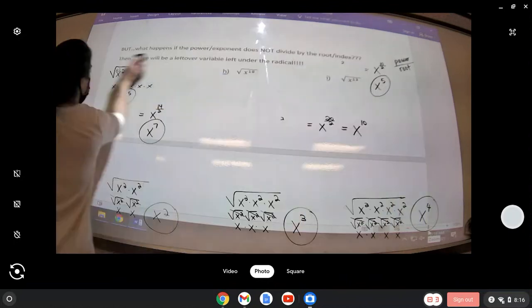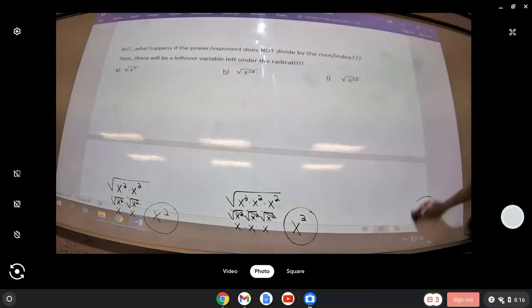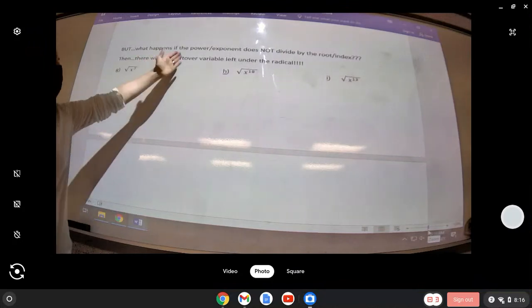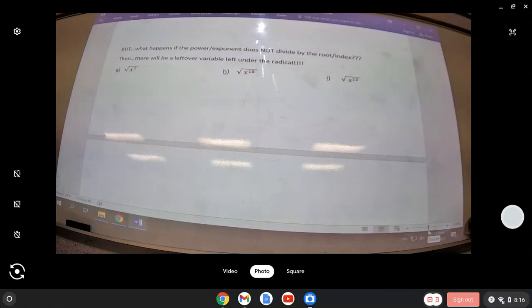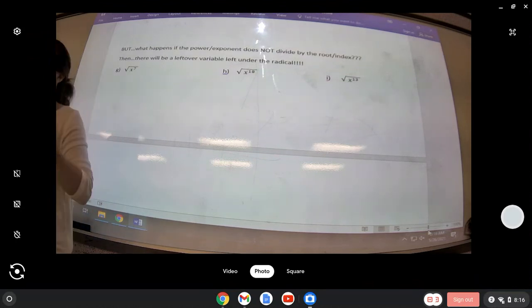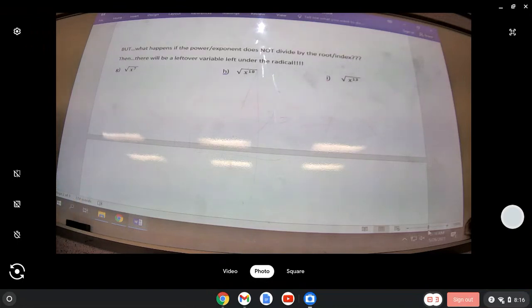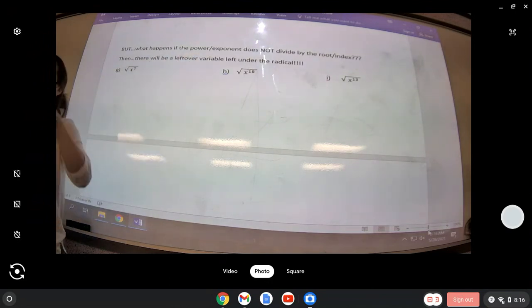The problem is, if we're going to be taking all of these exponents and dividing them by the root, what happens if the power or exponent does not divide by that root? Guys, does 13 divide by 2? No. So what if you were taking the square root of x to the 13th? We don't want to create some decimal exponent. So what happens is, if you can't take the power and divide it evenly by the root, it just means there's going to be a leftover variable stuck under the radical. You're not going to be able to break all of that variable out of the radical.